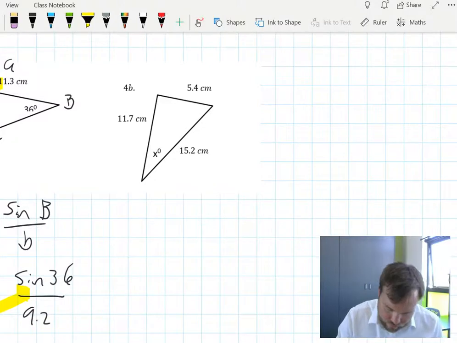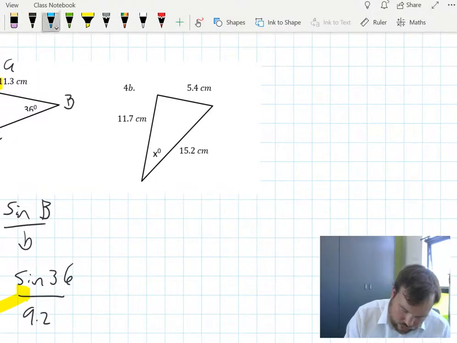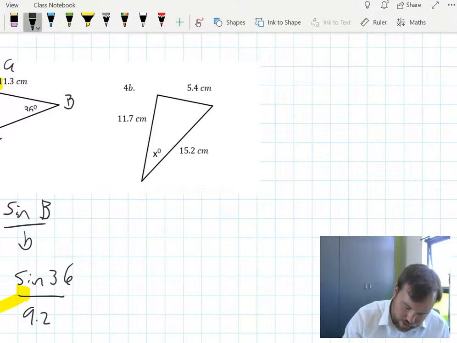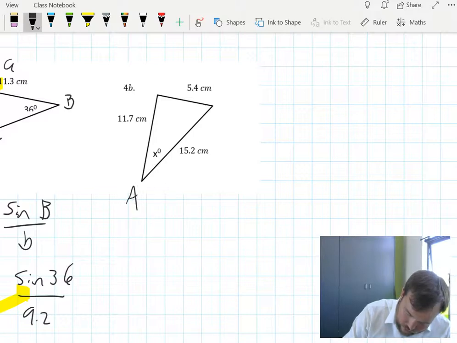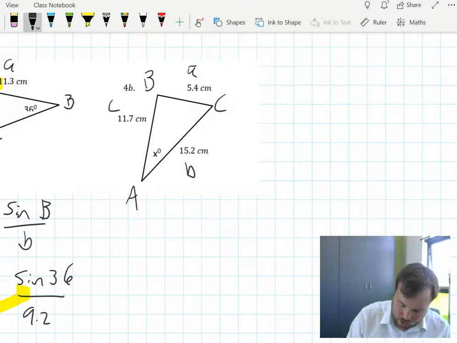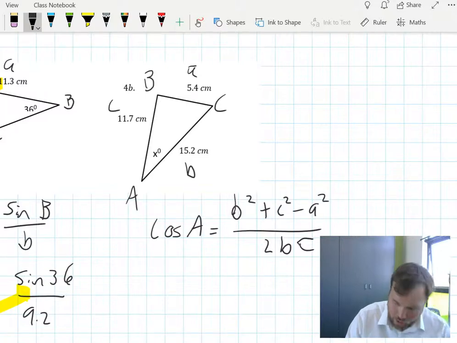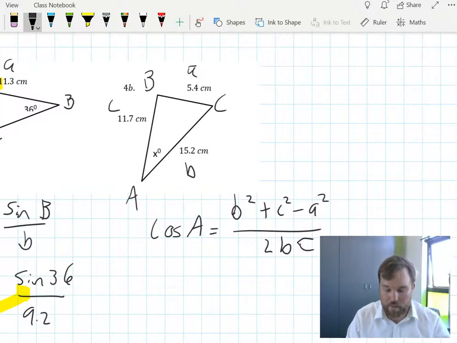Alright, next one. Look to set up some pairs. We have one pair, but there's no pair for the 11.2 and no pair for the 15.2. So we can't do the pairs, therefore we must use cosine rule. We're finding an angle. Let's label our sides. A, B, C, A, B, C. We're finding angle A, so cos A equals b squared plus c squared take a squared, over 2bc. And we're going to substitute all those values in. And the last step, remember, is take inverse cos.